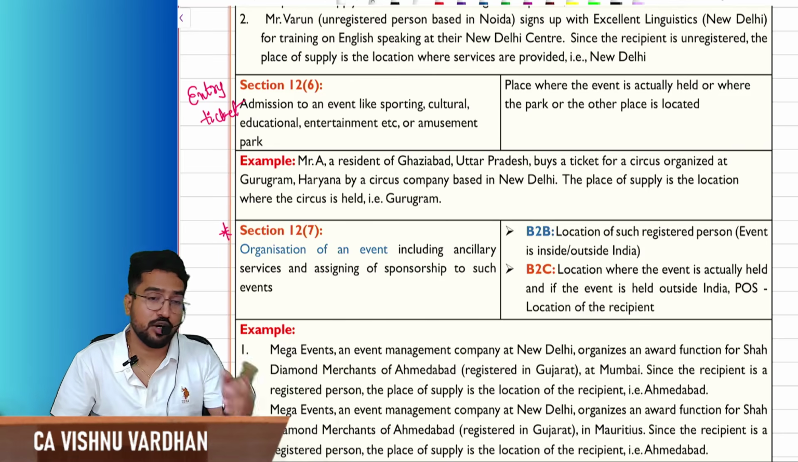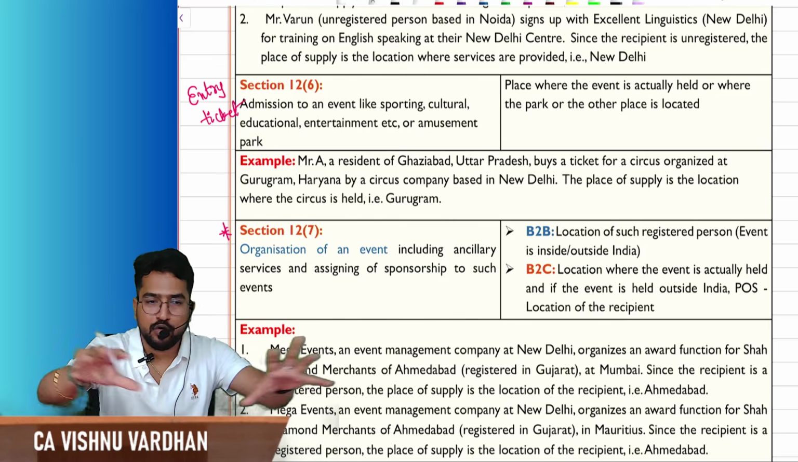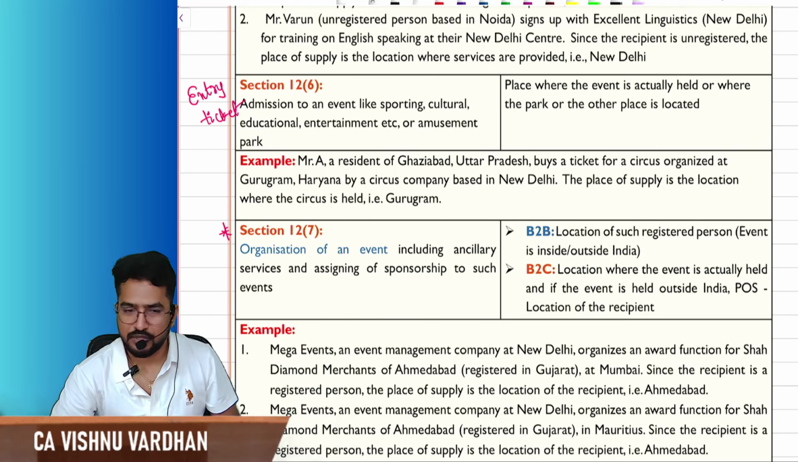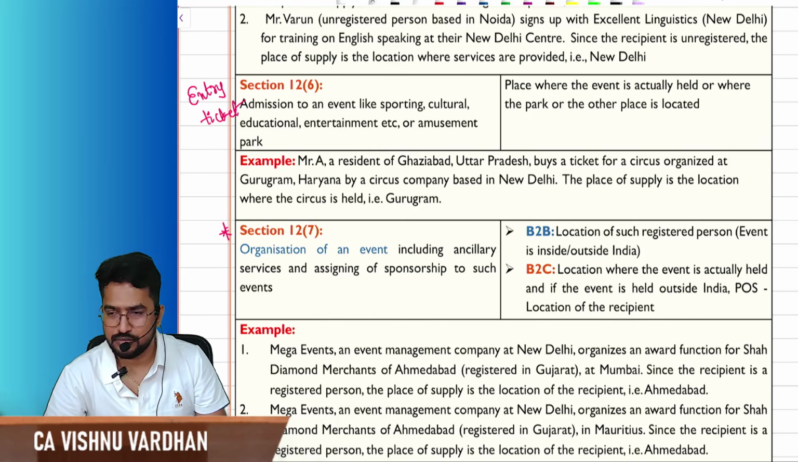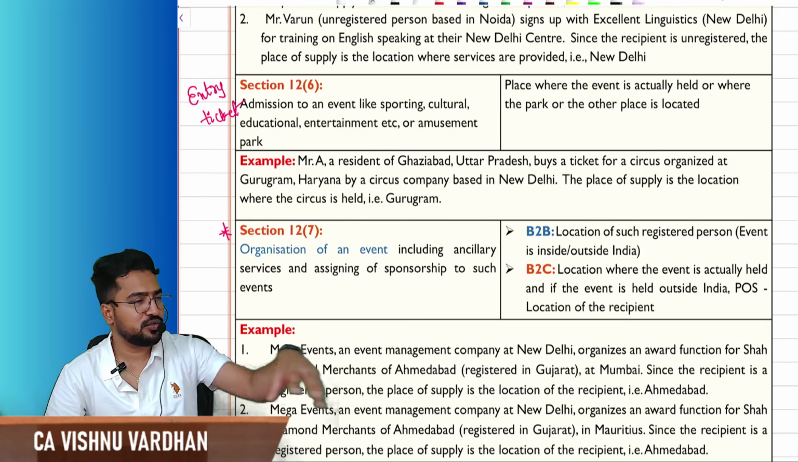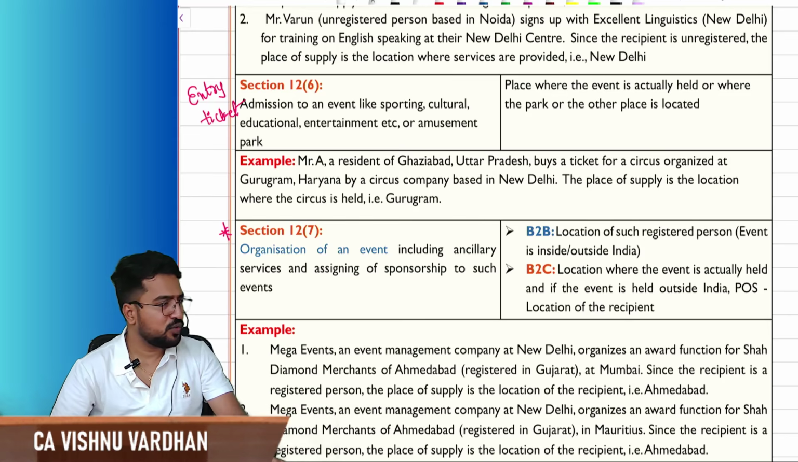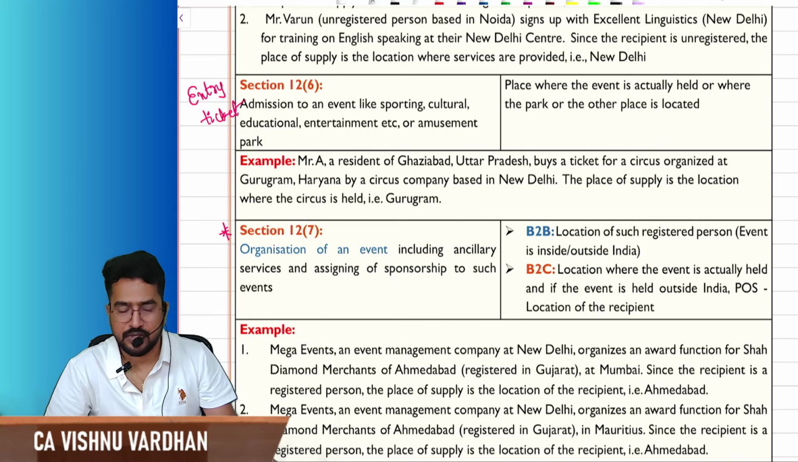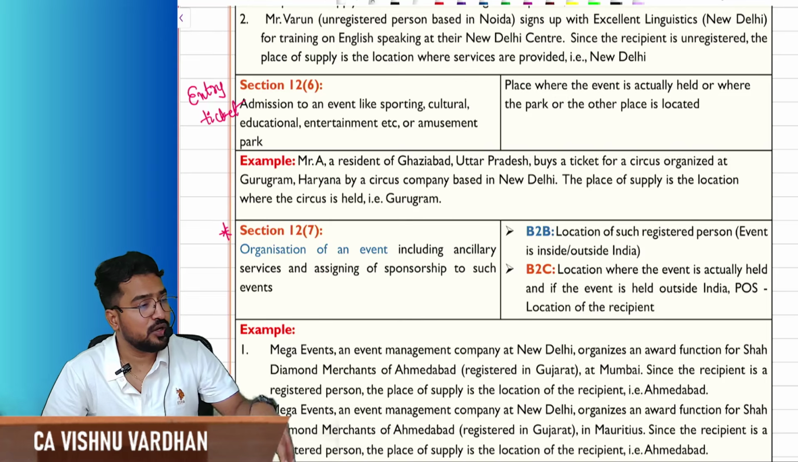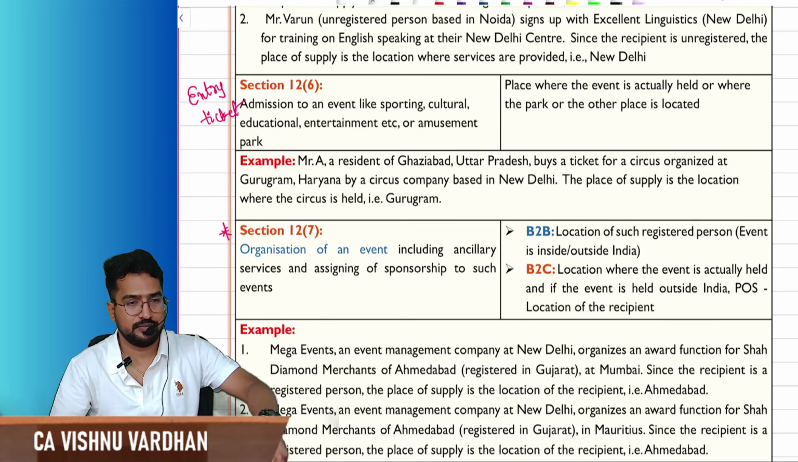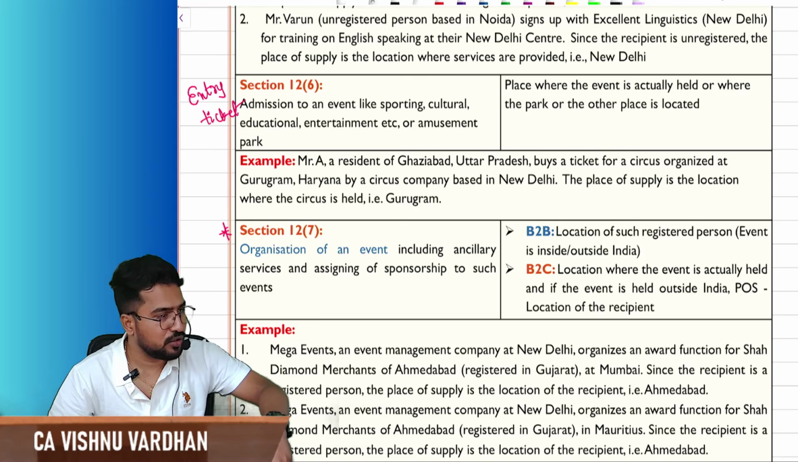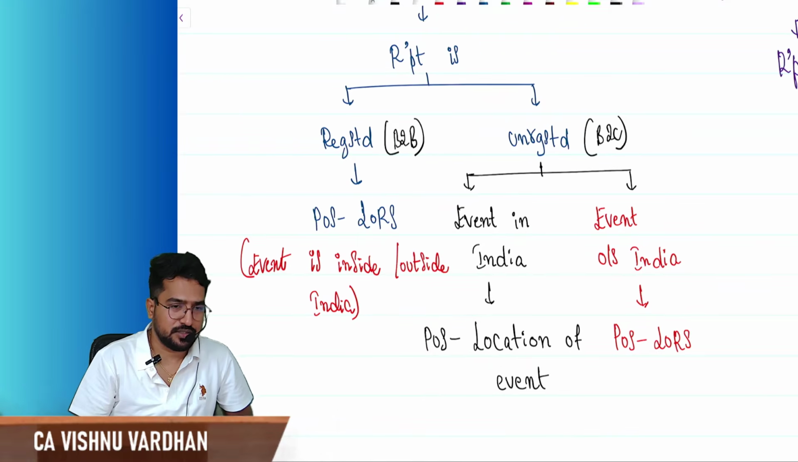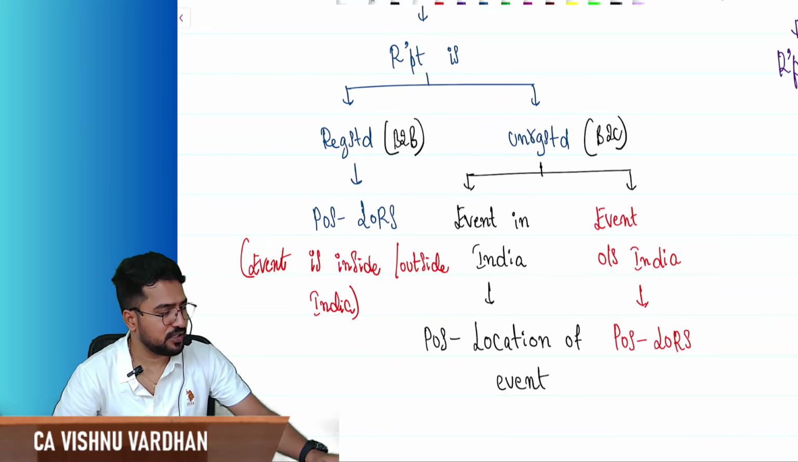12 subsection 7 is about organizing the IPL opening ceremony. We are the organizers. They said, sir, for event organizing, how much do you want? He said 10 crores. Where should the event happen? He said the event should happen in Narendra Modi Stadium. Now, what is the place of supply? Here the place of supply depends on whether the recipient is registered or not. If the recipient is registered, then the place of supply will be the registered address, no matter whether the event is happening inside India or outside India.